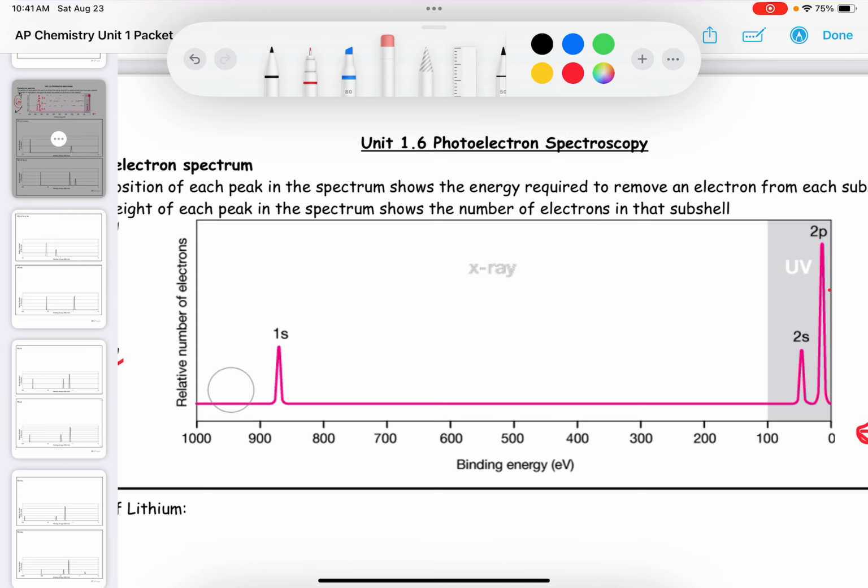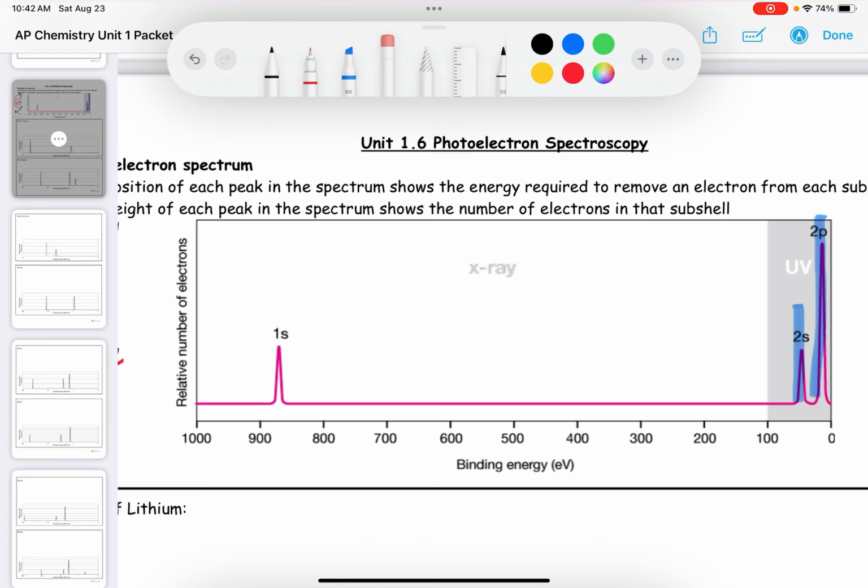Now, vocab. I said sub-level. The reason is that both the 2s and the 2p in this spectrum are in the same energy level. It's the second energy level, the n equals 2 energy level. But they are each their own individual sub-level within that level. So we have the 2s sub-level and then the 2p sub-level.